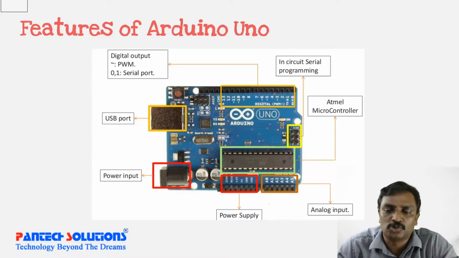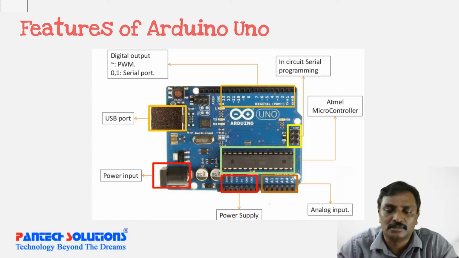Apart from that, it also has in-circuit serial programming. If you want to program this Arduino through a serial port, that is also possible with this pin. No need of any external microcontroller or external programmers. So this board can be programmed using a USB cable from the Arduino software, through the in-circuit serial programming.